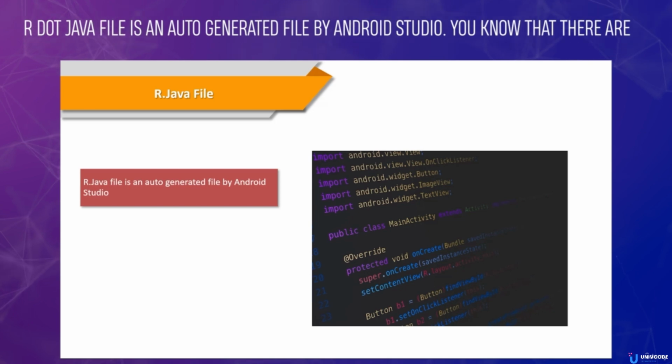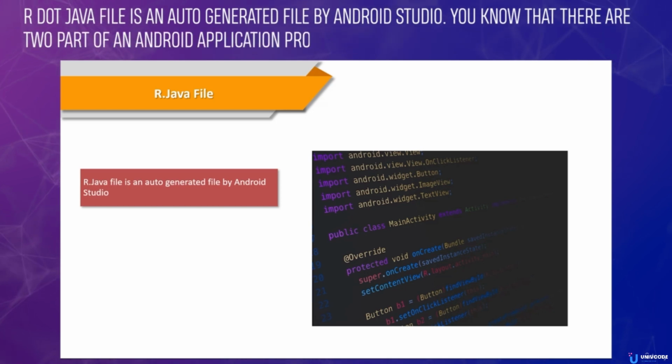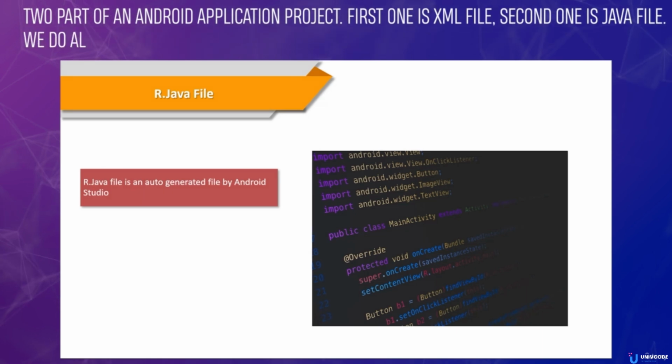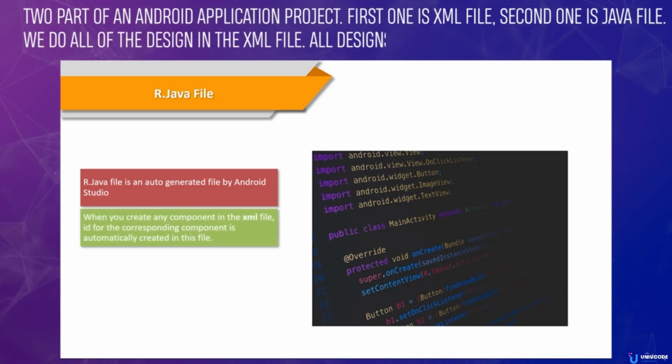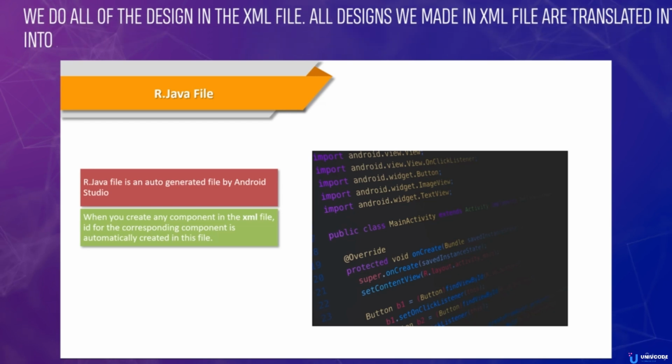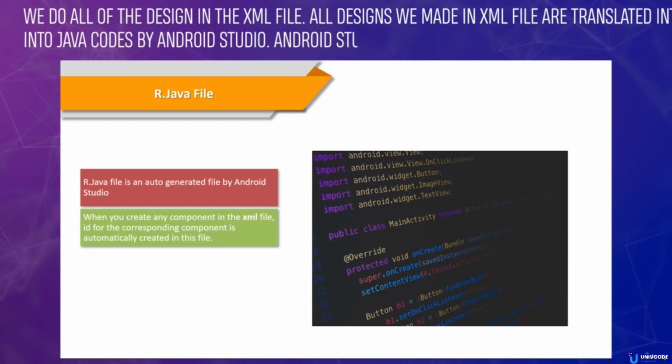Now you know there are two parts of the Android Studio application project. First one is an XML file. Second one is the Java file. Now we do all of the design over on the XML file, and all the designs we made in the XML file is then translated into Java code by Android Studio.